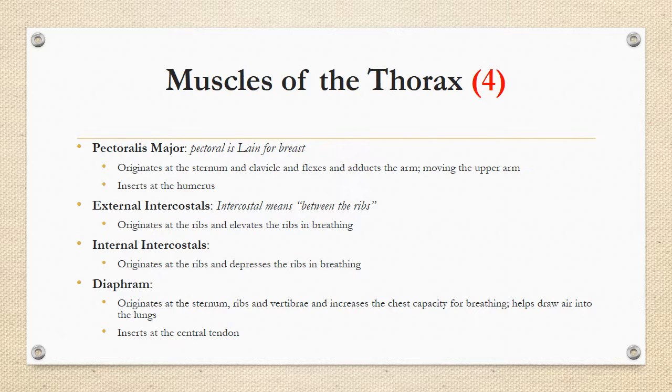Your external intercostal, and intercostal means between the ribs. So we're talking about the external one now, and it originates at the ribs and elevates the ribs in breathing. Also, the internal intercostal originates at the ribs and depresses the ribs in breathing. Both of the intercostals are between the ribs and aid in breathing.